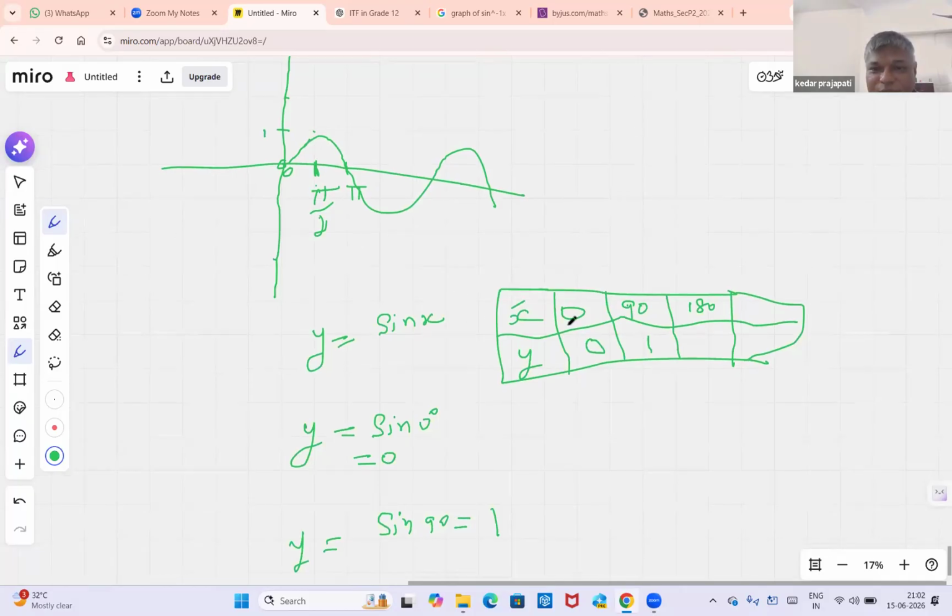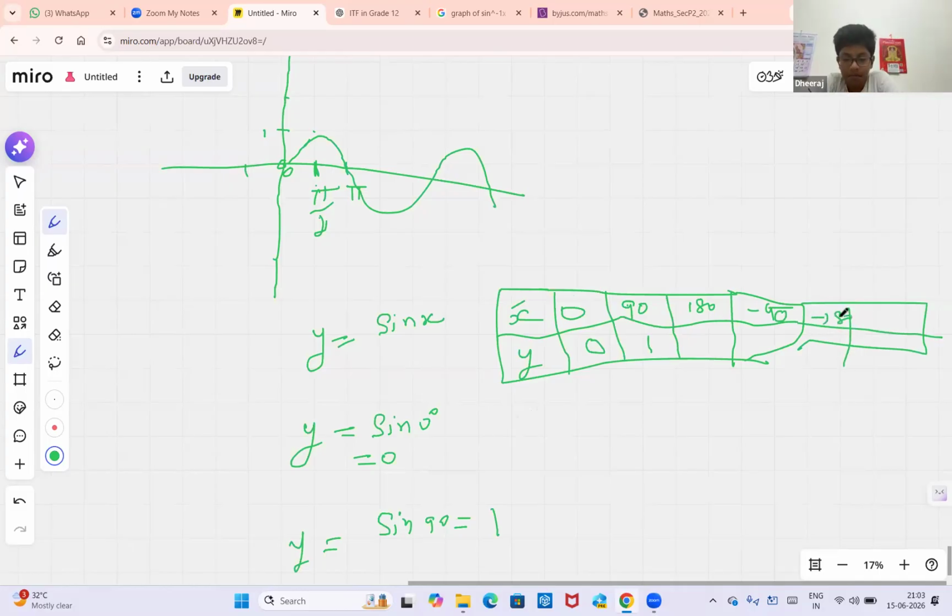But we have to also select the negative things, right? Negative values of x. See, I took this quadrant, right? In order to see this quadrant, what I have to select? I need to take minus 90. Right? And minus 180. So minus 90 means minus pi by 2.